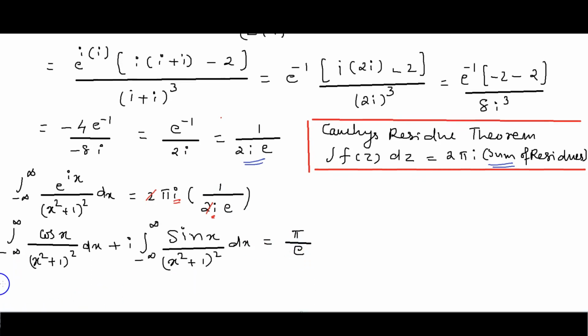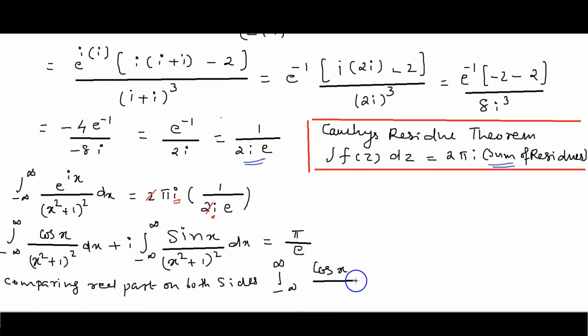Here in this question we have to evaluate the integral from minus infinity to infinity of cos x by (x square plus 1) the whole square dx. So we compare the real part on both sides, then the integral from minus infinity to infinity of cos x by (x square plus 1) the whole square dx is equal to pi by e.